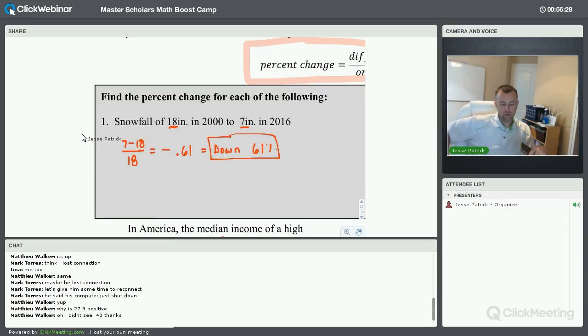Now again, I said this a minute ago, it doesn't matter which order you subtract the numbers in, but if you went 18 minus 7, you would have had a positive 11 over 18. So you'd get the 61%, but you'd have to then realize it went down. You'd have to kind of know that yourself. The negative here kind of tells you that.